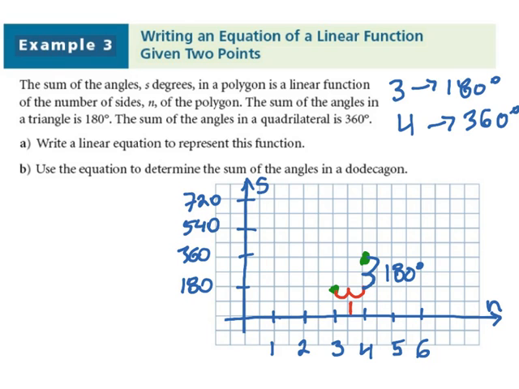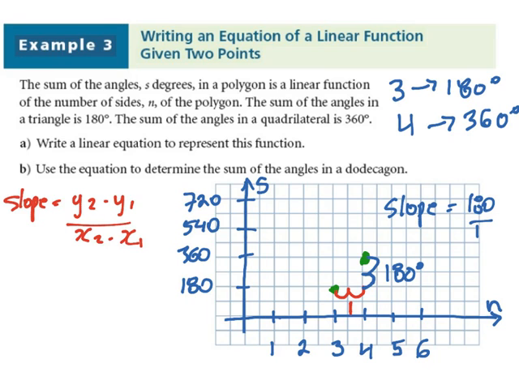So our slope is 180 over 1. A second method to find this slope is to use the slope formula. It is y2 minus y1 over x2 minus x1. In this case, let's use the coordinates to find our values.